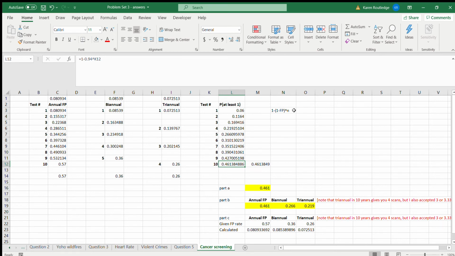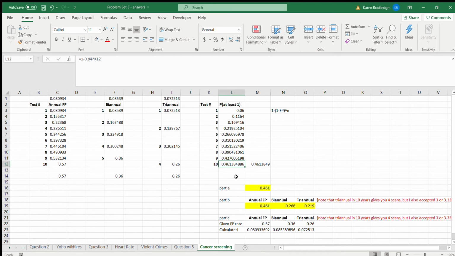Remember, that's what this equation does. It is at least one. It doesn't tell us how many, but it is at least one. In part B, we're doing something very similar. In fact, the first part of part B is exactly the same, 0.46.